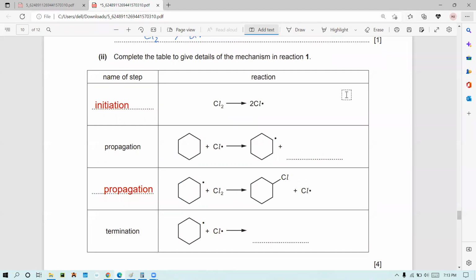We'll see what happens. In the initiation, a chlorine molecule breaks into 2 chlorine free radicals. It is for this reaction that the UV radiation is needed. And when this reaction occurs, we get homolytic fission.